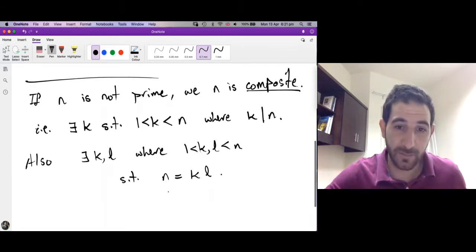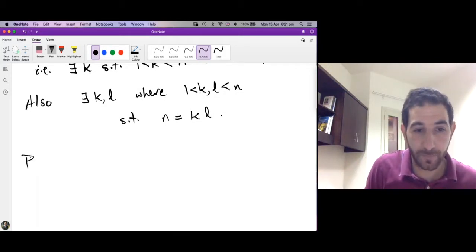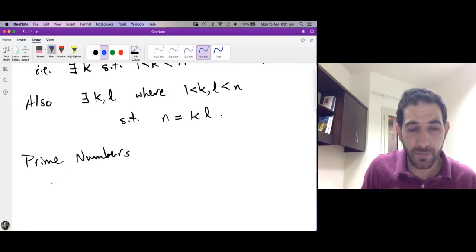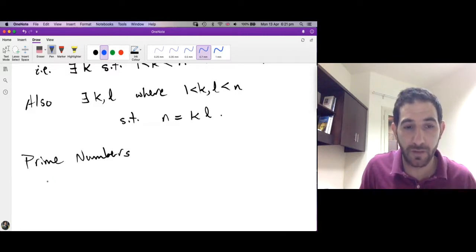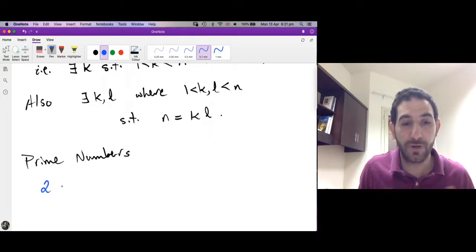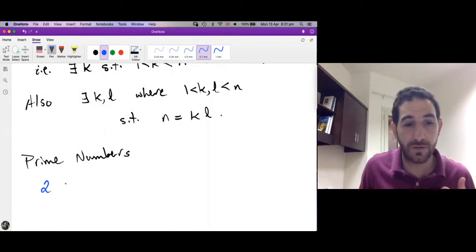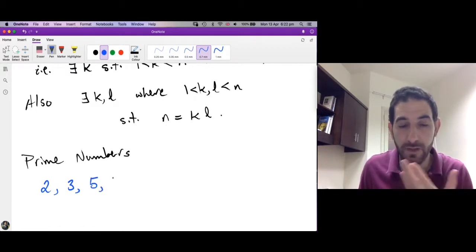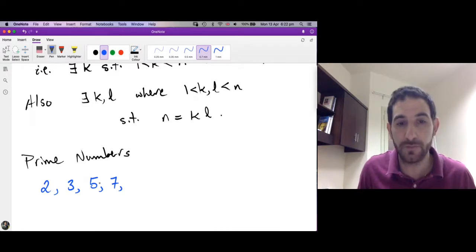So let's take some examples of prime numbers. Let's start listing prime numbers. A prime number by definition should be bigger than 1. Look at 2. 2 is prime because the only positive divisors of 2 are 1 and 2. And then 3 is prime as well. 5 is prime. 6 is not because it's divisible by 2 and 2 is between 1 and 6. 7 is prime. 8 is not.